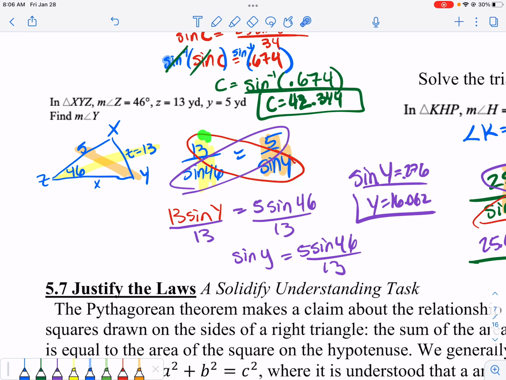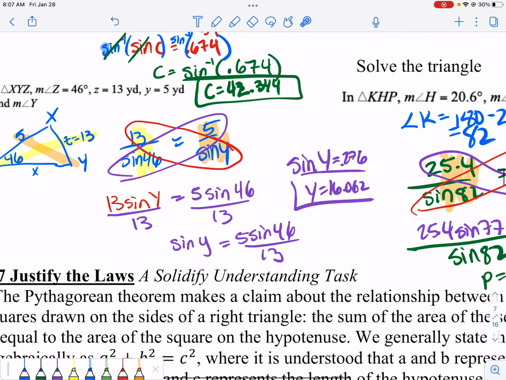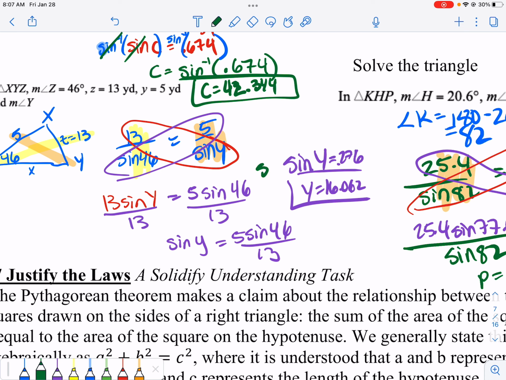If the variable is not on the top, like when we were solving for an angle, I prefer to cross multiply. So we do 13 sine y equals 5 sine 46. I'm trying to get the sine y by itself first, and then the y by itself, so I divide by the 13. Then sine y is 5 sine 46 divided by 13. To undo sine, I take the inverse sine of both sides. When I take the inverse sine of this, I make sure in my calculator that I use second answer so that I don't get a rounding error. That gives us our 16.062.